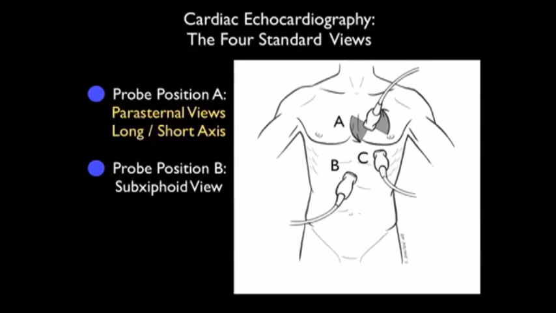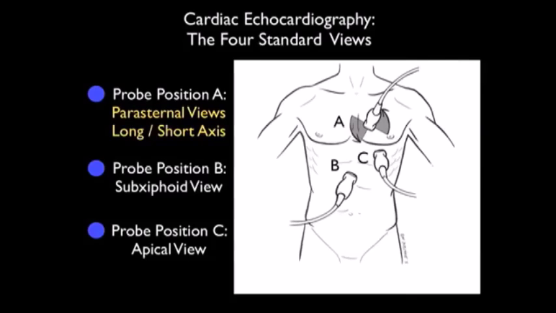The second view is where probe position B is shown here, coming from the abdominal position or the subxiphoid view of the heart. The last view is going to be shown by probe position C, the apical view of the heart at the point of maximal impulse. This module will specifically focus on the parasternal views, specifically looking at the long axis plane.